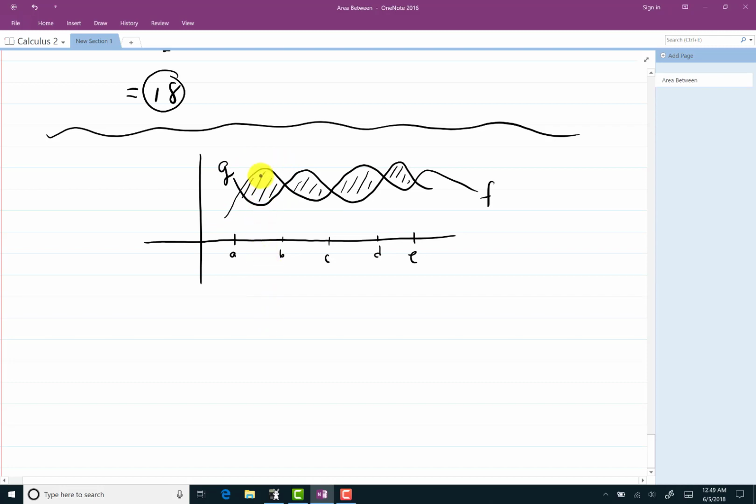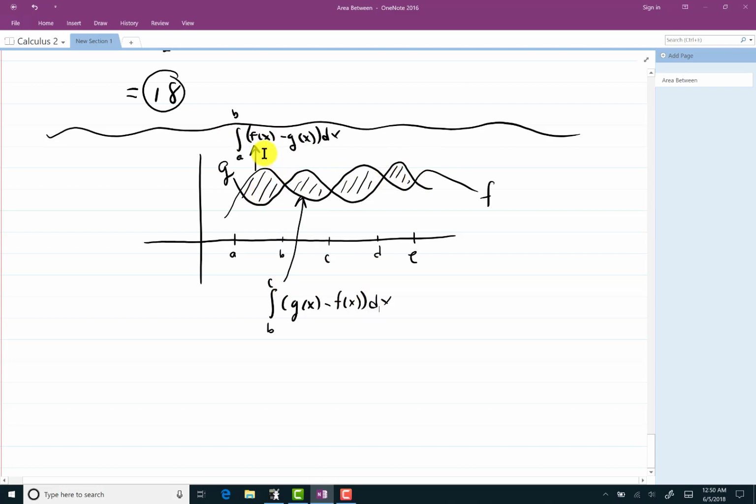So for this piece, you could do the integral from a to b of f of x minus g of x dx. And then for this piece here, you would have the integral from b to c of g of x minus f of x dx. And then this one here would go from c to d and this one from d to e. What you could do then is add them all together to get the total area.